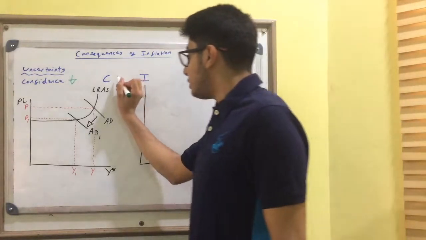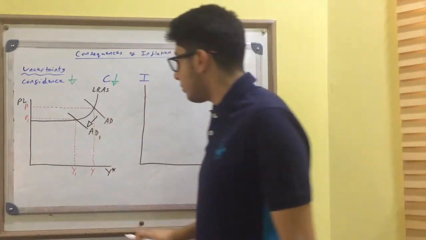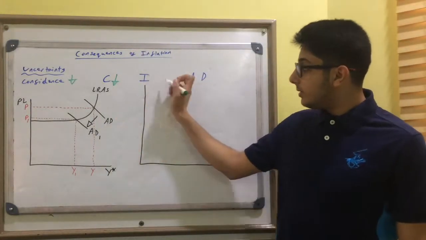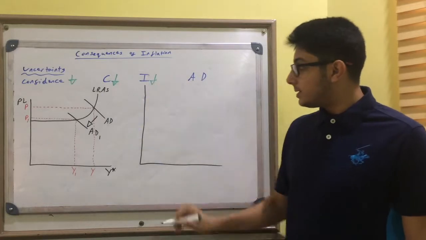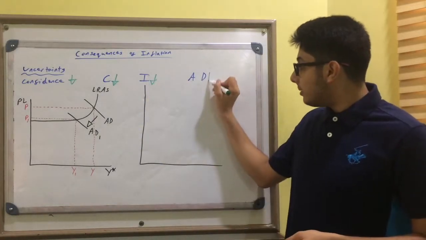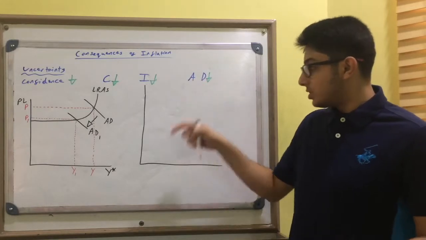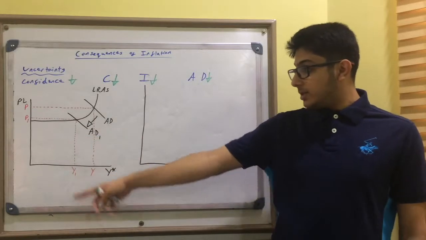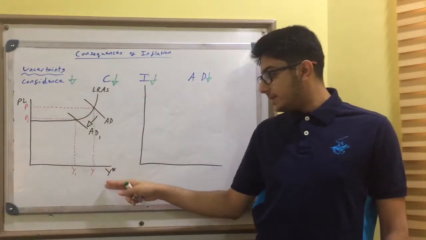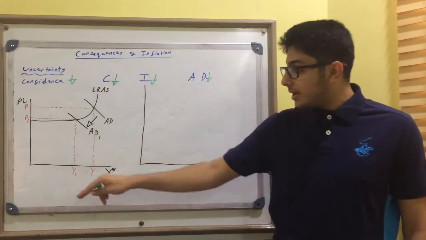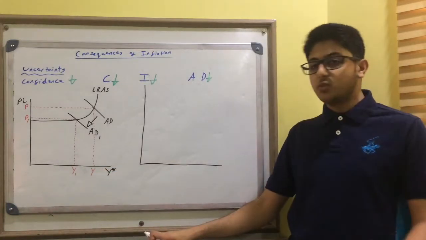Okay? Consumption decreases. And also investment decreases. And they're components of aggregate demand, so aggregate demand decreases, shifting to the left. Okay, decreasing price, but the most important part is decreasing output. So it's hindering economic growth, making things worse.